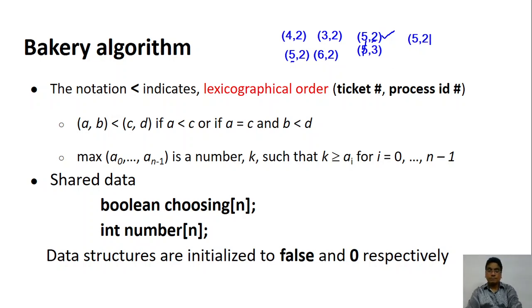Last example over here. 5 comma 2, 5 comma 1. Which one is less? 5 and 5 are same, but 1 is less. So this is less. So here in this case, how do we do? First item, first element is the ticket number. Second one is the processor ID. There is one other value, so that is called as maximum.